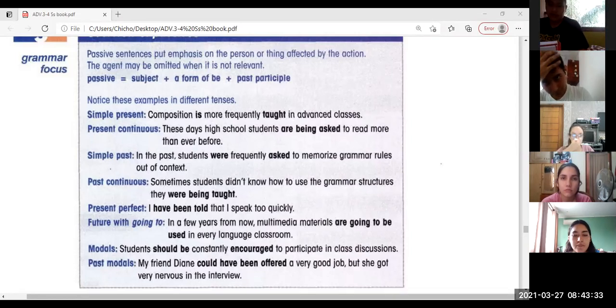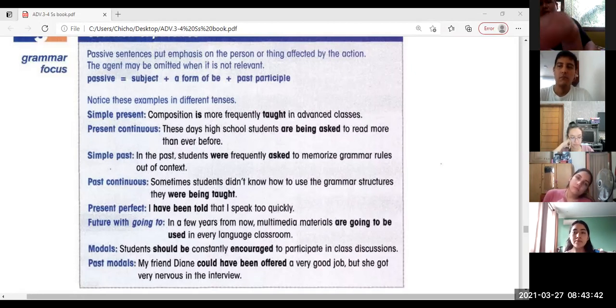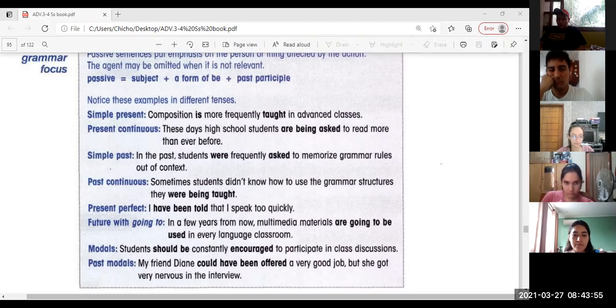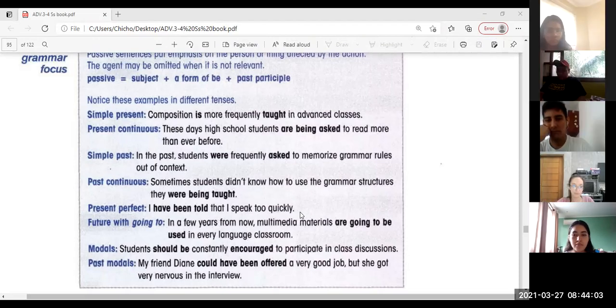Okay, past modals. My friend Diane could have been offered a very good job, but she got very nervous in the interview. Okay, thank you. Very good. Is there any of the sentences that you don't understand in Spanish? Any of them? I have been told that I speak too quickly. Se me ha dicho que hablo muy rápido. Any other?